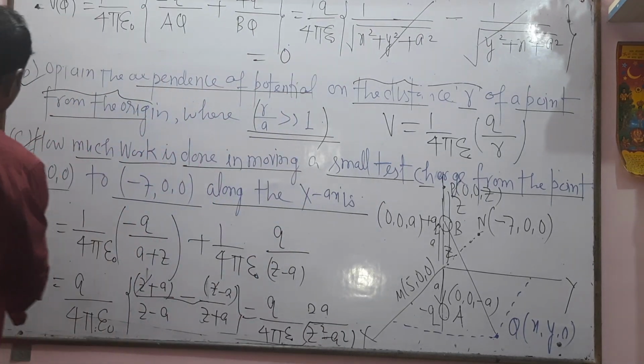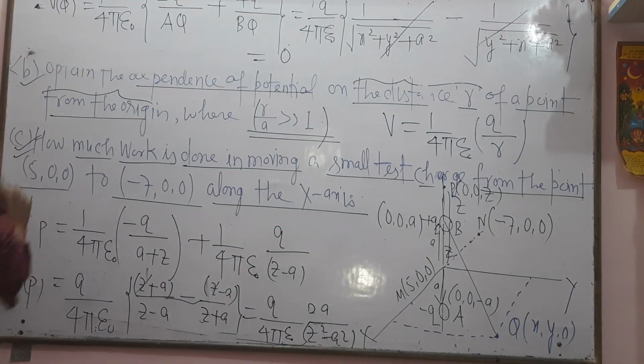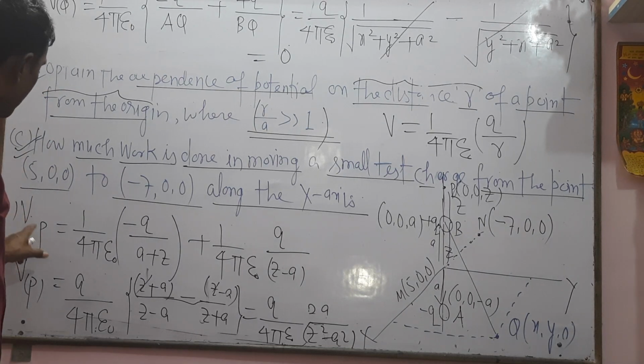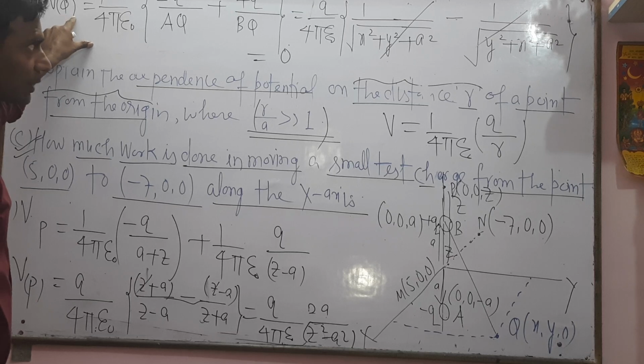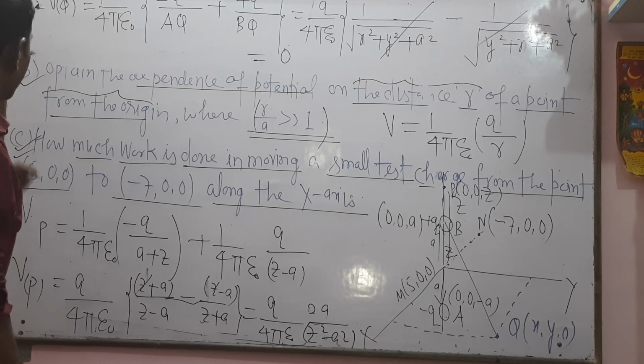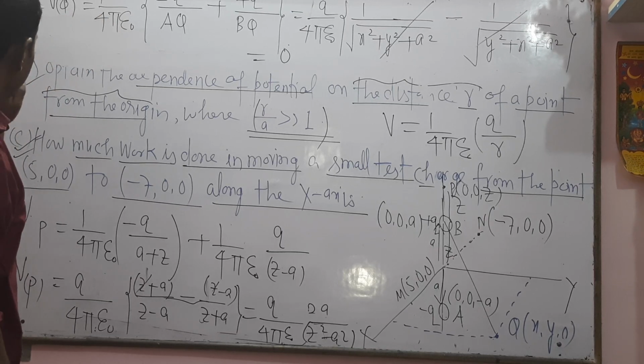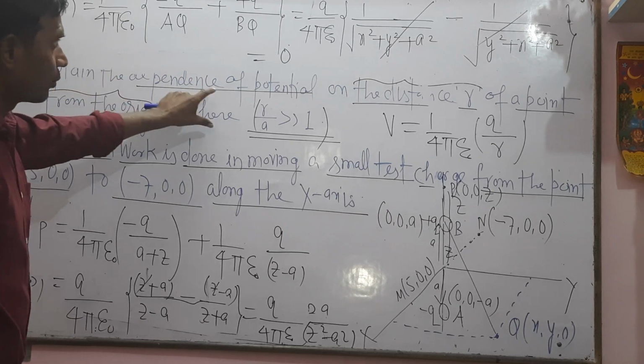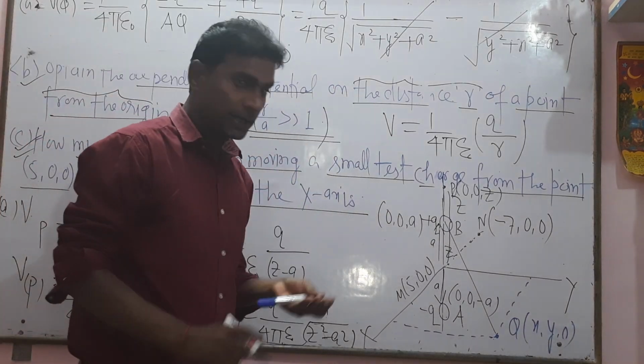Okay. So electric potential at P point and electric potential at Q point are both calculated. Now we have to find out the electric potential at a general point R.